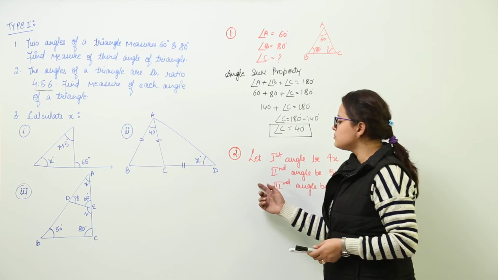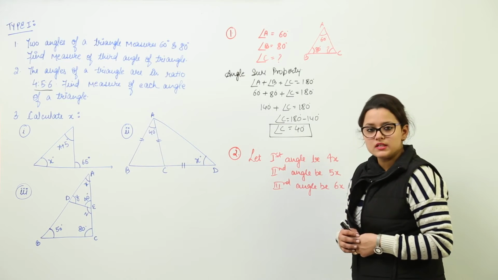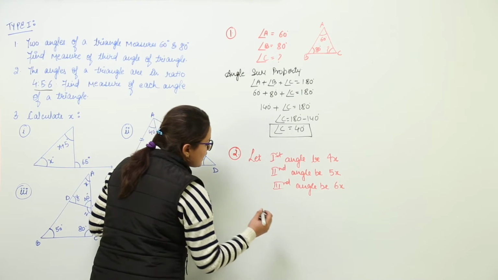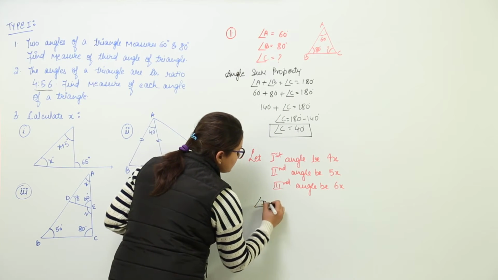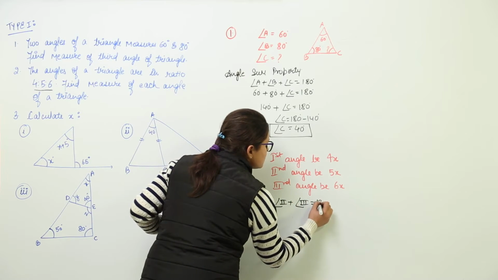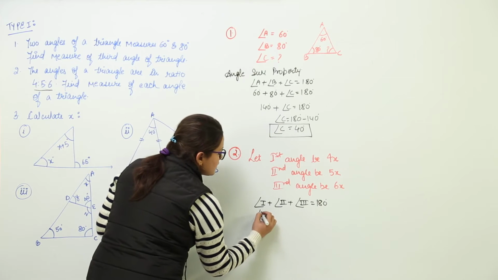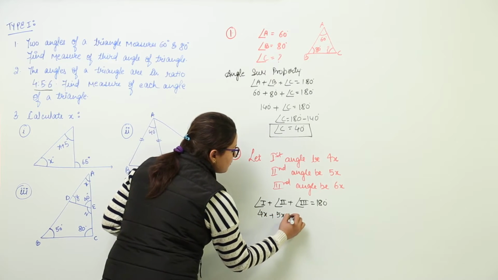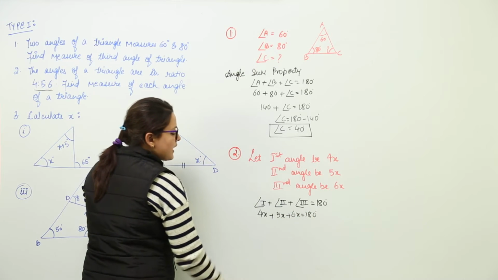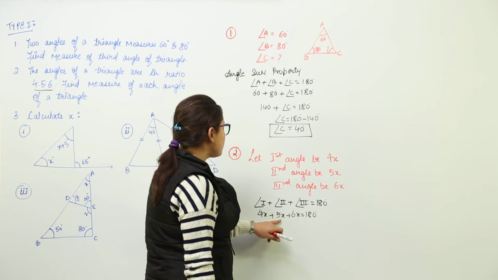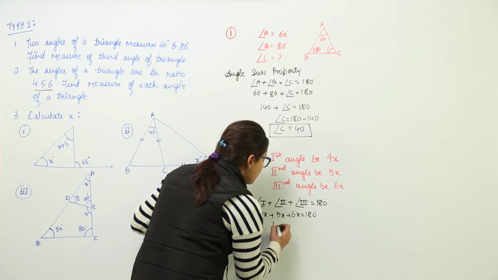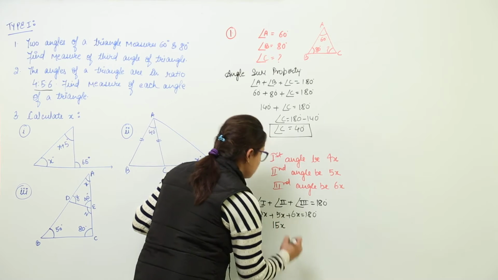So what are we going to do now? We are definitely going to apply the angle sum property as we have done. The angle sum property says that the sum of three angles will be equal to 180 degrees. So we will write angle 1 plus angle 2 plus angle 3 is equal to 180 degrees. We get 4x plus 5x plus 6x equal to 180 degrees. Now because all these are like terms, we can simplify them. 6 plus 5 becomes 11. 11 plus 4 makes 15. So we get 15x.